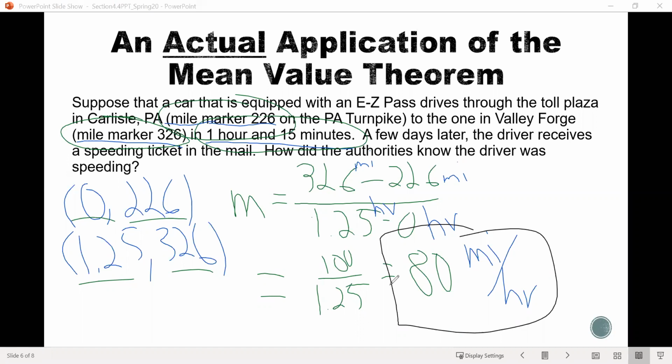But also remember, the mean value theorem tells us that on the interval we're looking at, so between 0 hours and 1.25 hours, there is a place where the value of the derivative, or really the slope of the tangent line, at a particular point was equal to 80 miles per hour. And putting this in context, that tells us that there's a point where the instantaneous velocity of the car was 80 miles per hour. Okay, so that is how the authorities knew that the person was speeding.